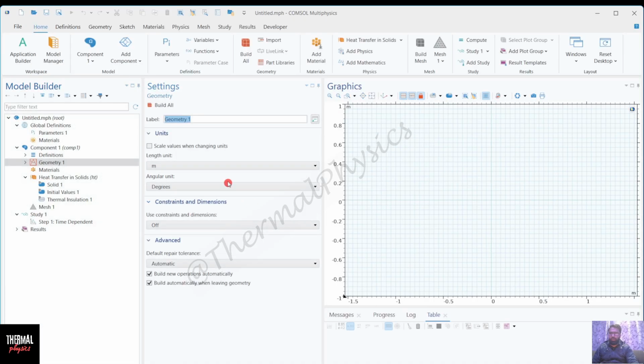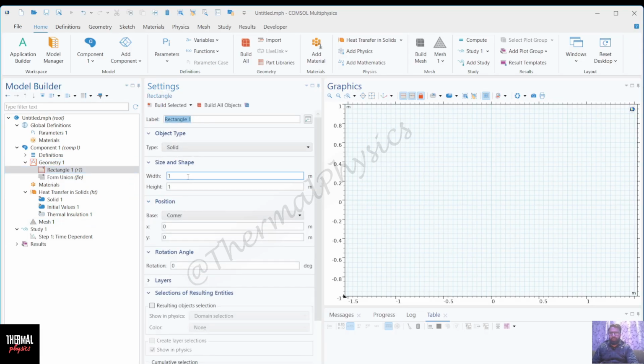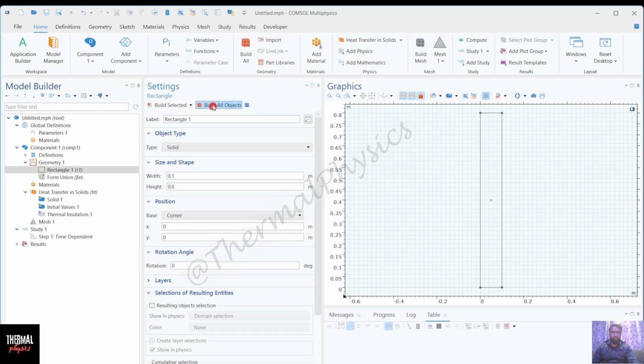Now this is the COMSOL opening. We'll go to geometry and create our geometry, which is a rectangle. We'll keep the width, which is our thickness, 0.1 meter, which is what we require for the problem. And height, let's keep it anything, we are not bothered about this. Let's keep it 0.8 meter. We'll build our geometry. Now this is our wall.